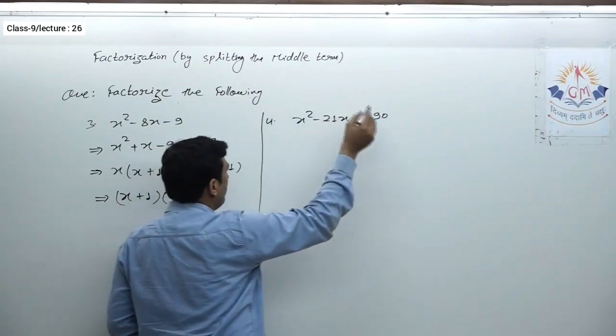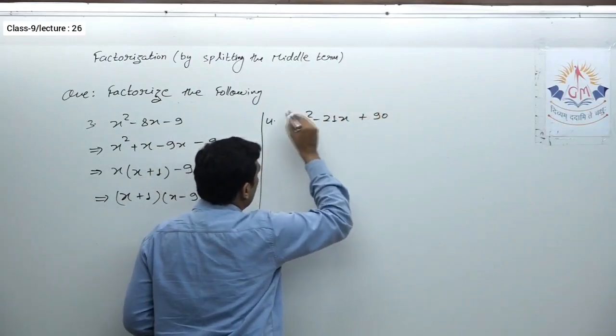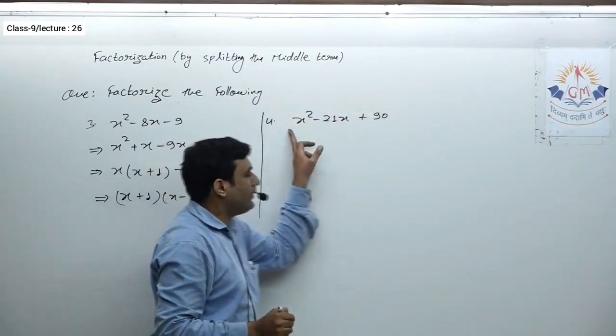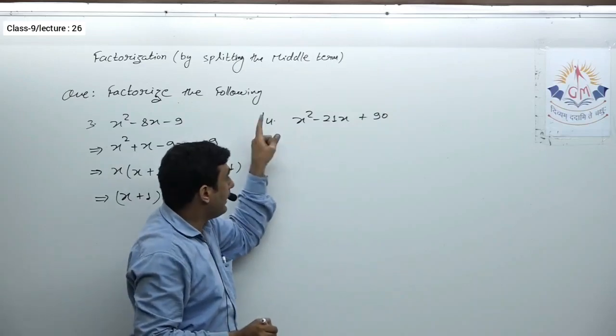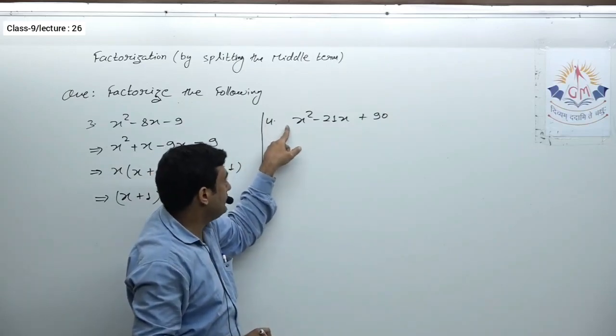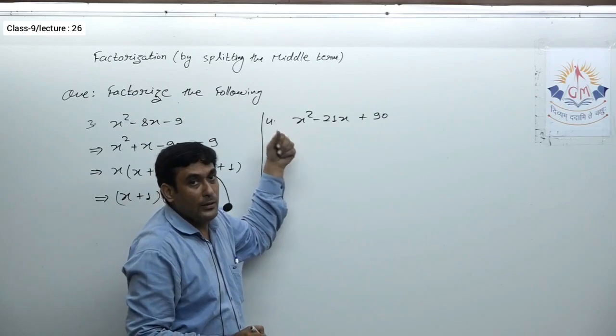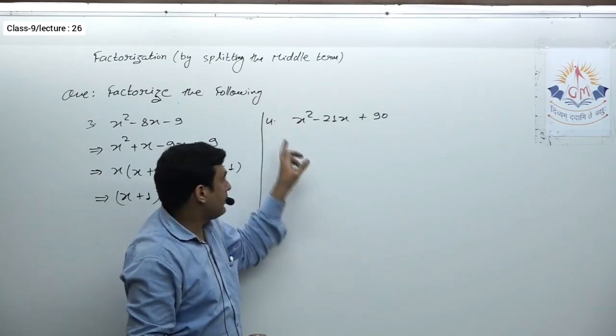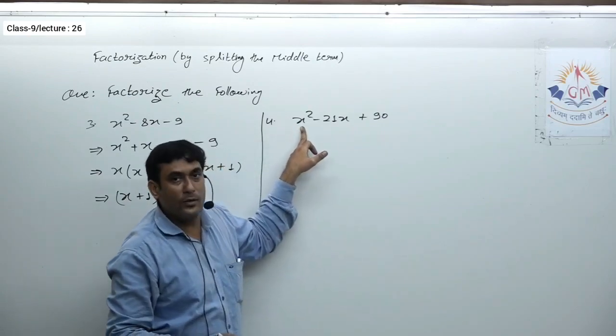Now next we'll find the factors of 90 multiplied by 1. See, every time I say multiplied by 1 because I want you to make a habit of checking the coefficient of x square, because after this we'll see questions in which the coefficient of x square won't be 1.